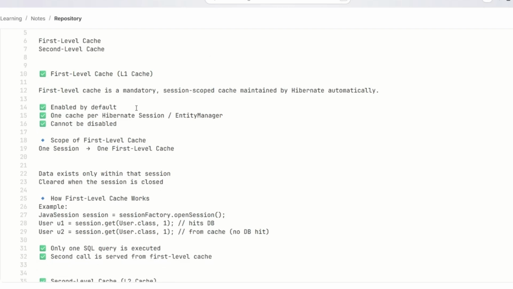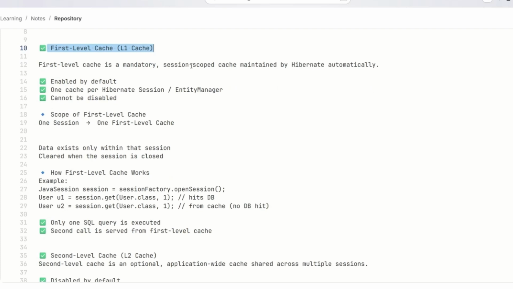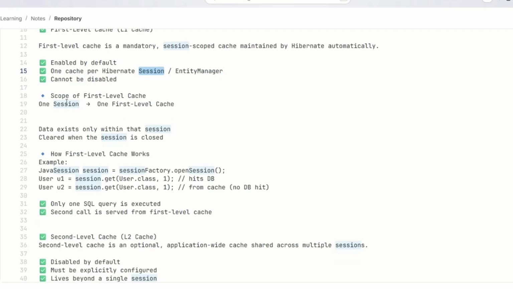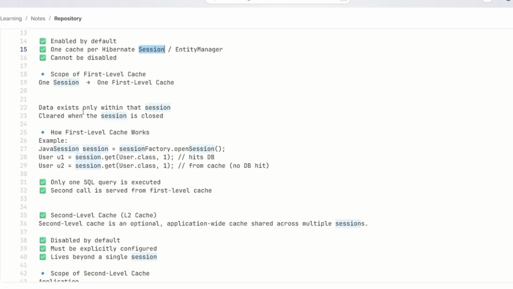So, let us learn about first level cache. The first level cache is mandatory, session scoped, and maintained by Hibernate automatically. We do not have to configure this first level cache. It is provided by default by Hibernate. So it is enabled by default and it cannot be disabled. You as a developer cannot disable this first level cache. And there is one cache per Hibernate session or entity manager. So basically, the entity manager or the session is used here in order to store our cache. The first level cache is based on the session scope.